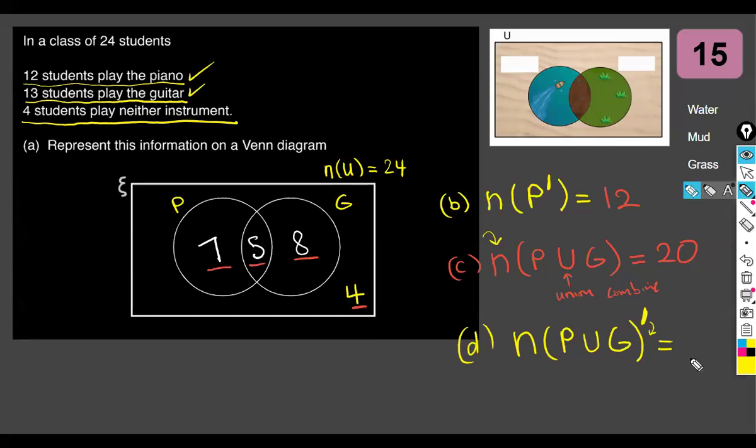How many of you are getting 4 over here? Because that's the only person. That 4 is this 4 here. Remember, when you combine P and G, the 7, 5, and 8, who is not part of that 7, 5, and 8? Mr. 4. He's outside that combination. He's left out.